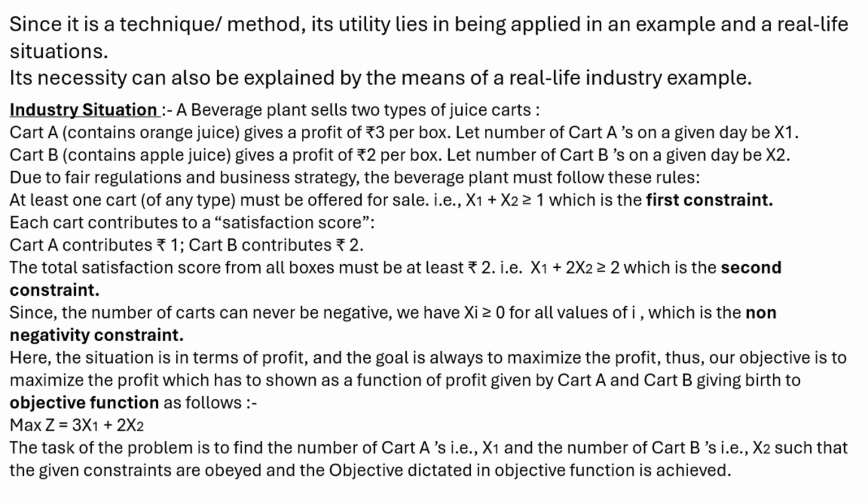It is a mathematical statement, and the task of this problem is to find the number of cart A's available for sale on a given day, that is x1, and the number of cart B's available for sale on a given day, that is x2, such that the constraints which we have discussed here are also obeyed, and the objective dictated by this objective function is also achieved. The target in front of us has a linear relationship. Please note this term, it has a linear relationship in terms of the individual profits or the factors which are contributing to it.